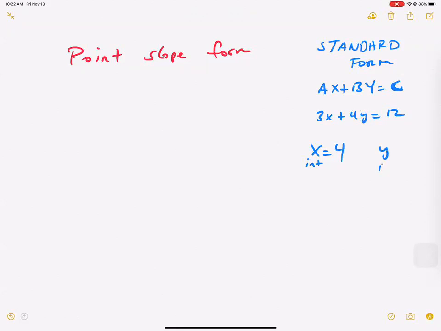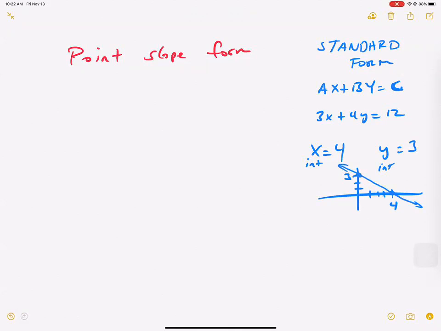Solve for the y-intercept. Cover up the x. 4 times what is 12? 12 divided by 4 is 3. And we could graph this: 1, 2, 3, 4 in the x direction, 1, 2, 3 in the y direction, and that's our line.